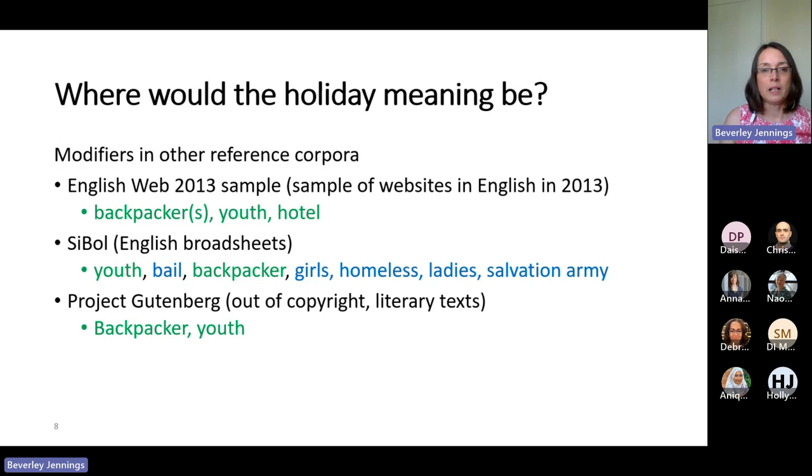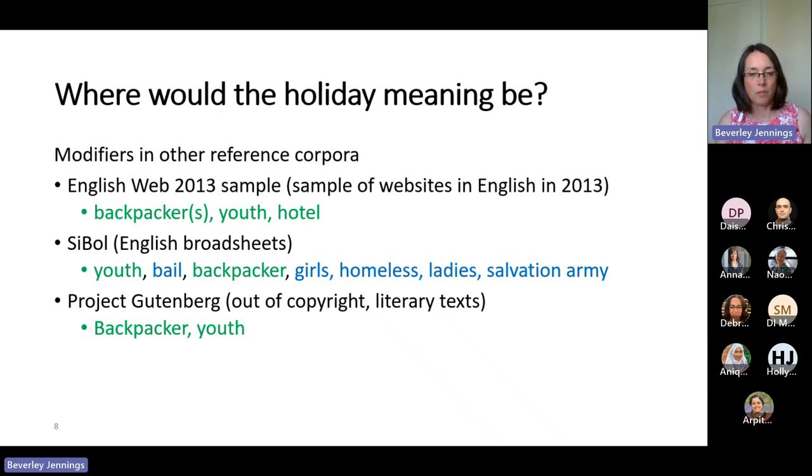I also looked in English broadsheet newspapers, and again, lots of modifiers that suggest the meaning of emergency or temporary accommodation, all the blue ones, rather than the green ones for youth or backpacker, meaning cheap holiday accommodation. And the other place where I found the holiday meaning was in Project Gutenberg, which is out of copyright, most of them anyway, literary text. So it seemed that there are very particular places, or things you'd have to be doing, to have got that holiday meaning. You'd have to be booking holidays online, reading magazines, maybe finding it in a minority in newspapers, or reading older literary fiction.